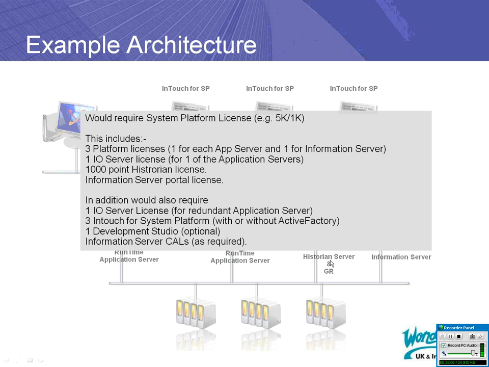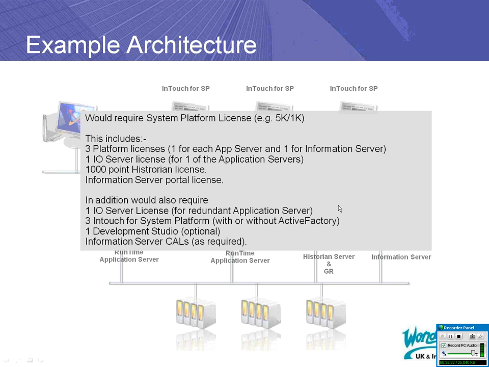The historian doesn't require a platform license. You also get with that one I/O server license, which you use on one of the application servers. As I said before, you get the 1,000-point historian license, and you get the information server portal license. So above that, you'd also require another I/O server license to run on the redundant application server node.